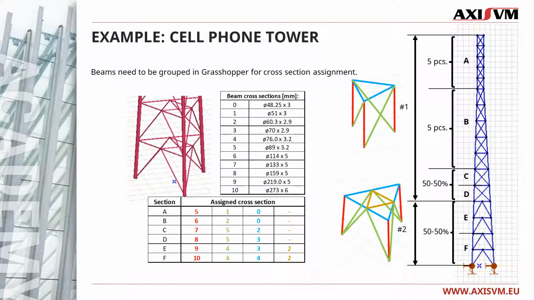I made some simplifications compared to the reference model I had. I used 11 cross-sections in the model. I decided to split the tower to A, B, C, D, E, F sections, and I defined the assignment separately for each section, for each beam. As going along the tower upwards, the beam cross-sections are smaller and smaller.